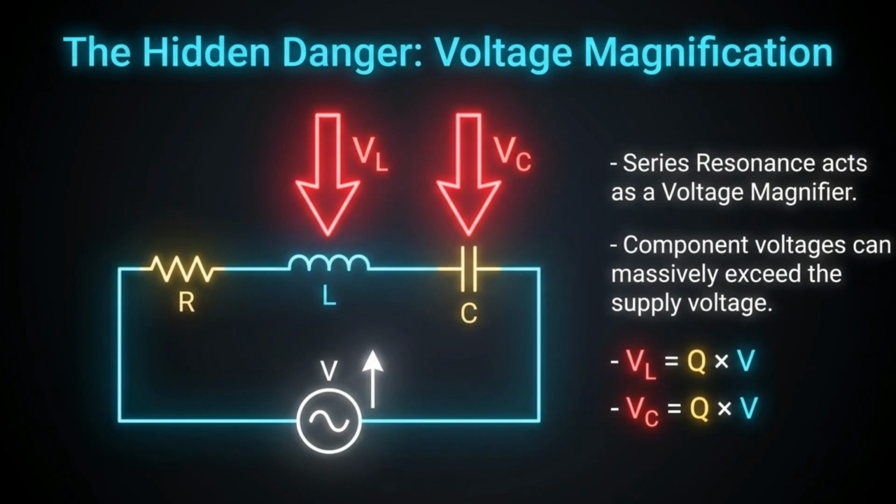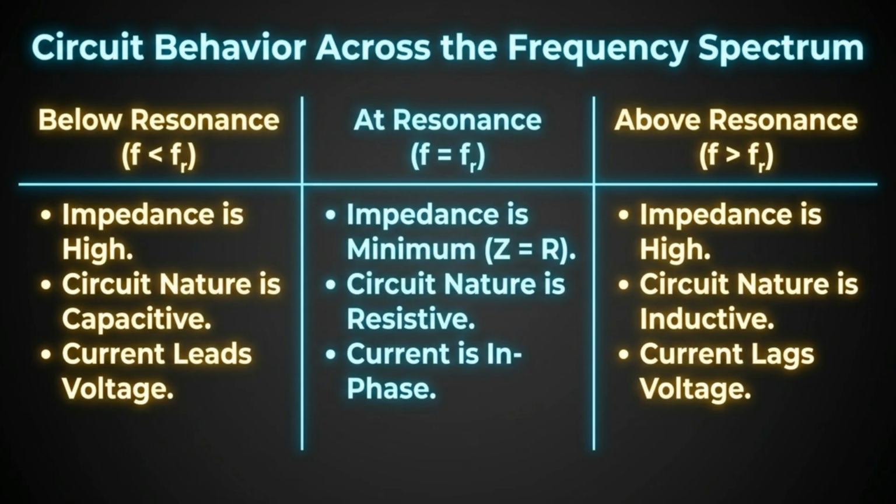Be aware of a hidden danger: voltage magnification. In series resonance, component voltages can massively exceed the supply voltage, creating a risk within the circuit. Circuit behavior shifts across the frequency spectrum. Below resonance, the circuit is capacitive. At resonance, it is purely resistive, and above resonance, it becomes inductive.